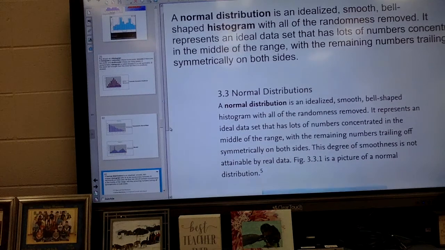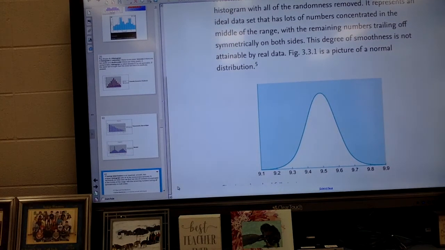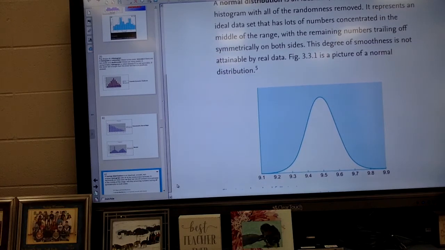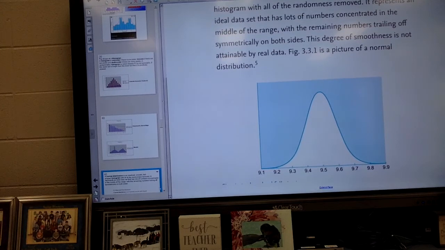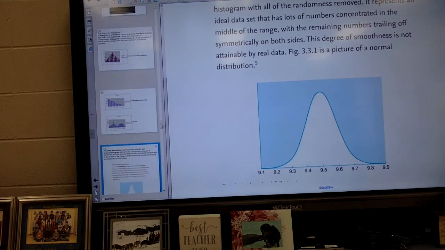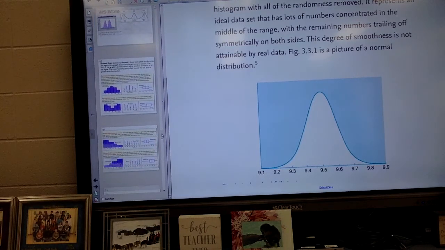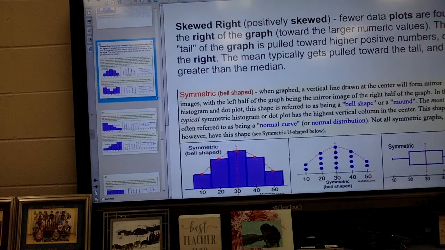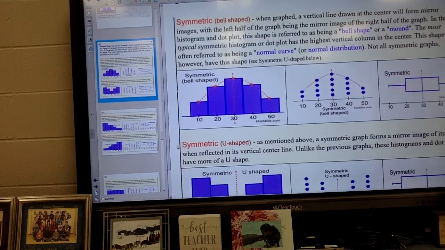Normal distribution, again, is a smooth bell-shaped one, like this. That's a normal one. It represents numbers that are mostly in the middle of the data set and others trailing off. So that's what a normal one is. Let me show you that. You also have, here you go, the symmetric one that I was talking about.